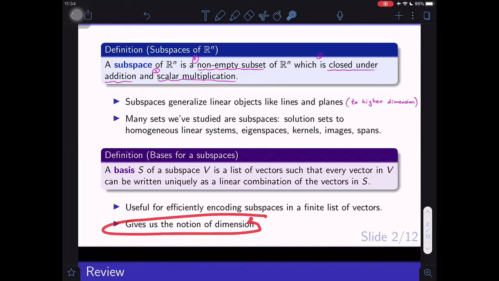A line has dimension 1. Any basis describing a line has only one vector. A plane has dimension 2. Any basis describing a plane has two vectors. In higher dimension, the dimension of a subspace is again the number of vectors in any basis of that subspace.